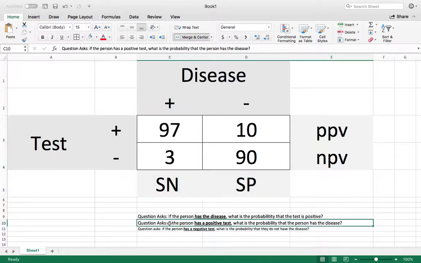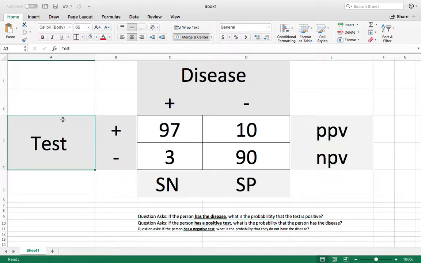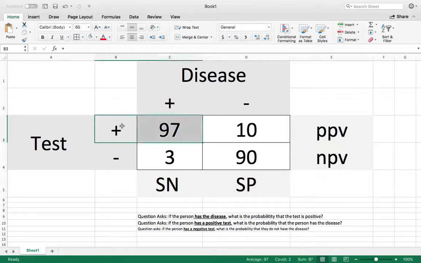So the second question asks, if the person has a positive test, what's the probability that the person has the disease? So again, I've bolded the part that is the important part. The question stem tells us the person has a positive test. So we know we start at test. We start at positive test, and we're still looking for this number, but we start in this column. And since we start to the side, we go across.